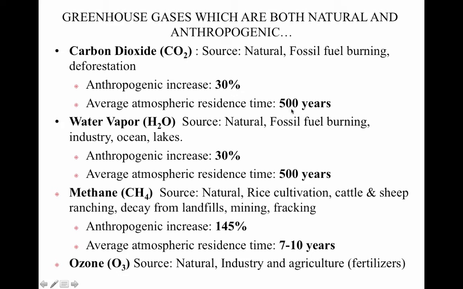So that's sort of a chilling statistic, because even if we were to cut our carbon dioxide production, which we are nowhere near doing, it would be a very long time before things got back to normal. Water vapor, of course, the largest amount of it is natural, but it's also a product of burning fossil fuels, industry, and ocean and lake evaporation. Anthropogenic increase, here again it says 30% in 500 years, but the process of removing water from the atmosphere through precipitation is a fairly quick process.